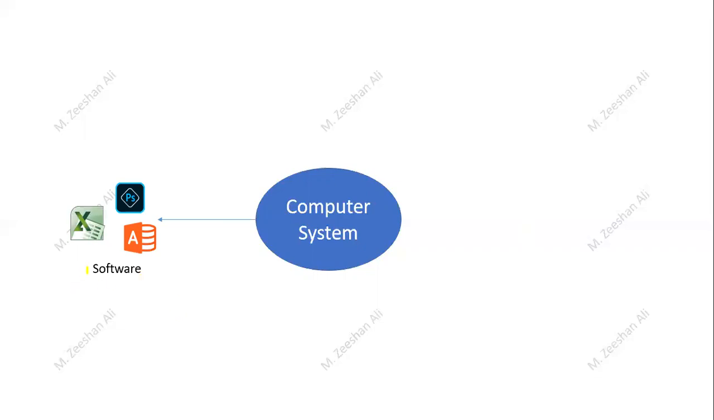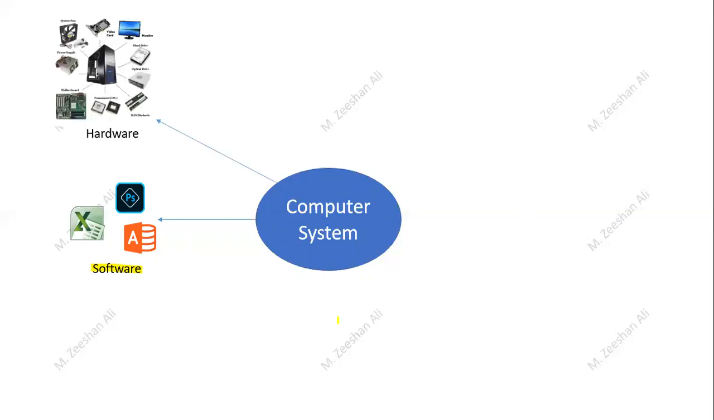The very first thing is software. Software is essential in all computer systems. If there is no software, we cannot process the data. To process the data, we need some software.